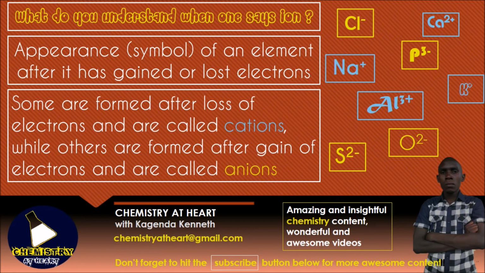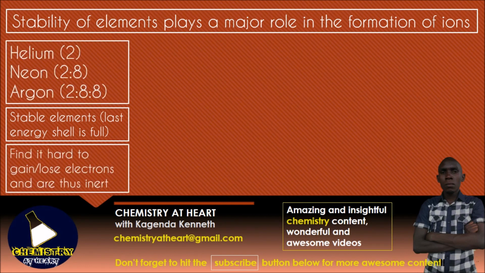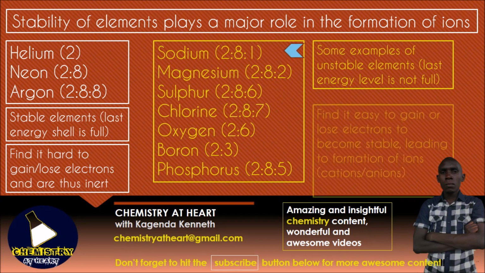Well, let's consider electronic configuration in a simplified way. If the last energy level is full to the maximum, the element is said to be stable. Examples of stable elements you can think of are argon, neon, helium, and that's why they are all considered noble gases or unreactive gases, because stable elements find it very hard to react. Then if the last energy level is not full to the maximum, the element is said to be unstable and it will either lose or gain electrons to become stable.